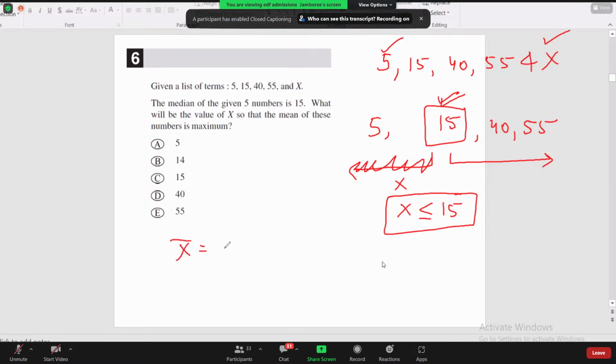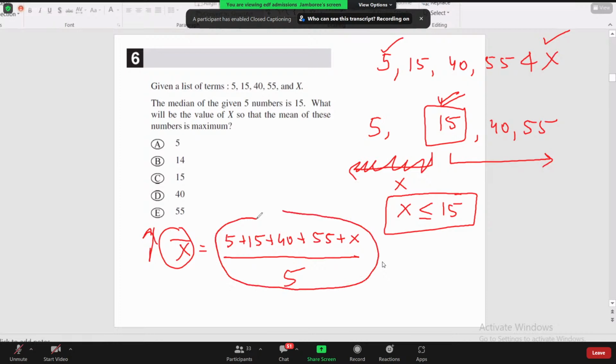So mean is all about sum divided by number. And if we are talking about the sum of the numbers, it doesn't matter in which order we are adding. So we'll write it as (5 + 15 + 40 + 55 + x) divided by 5. Now I want the mean to be maximum. If I want the mean to be maximum, I want to make this fraction maximum.